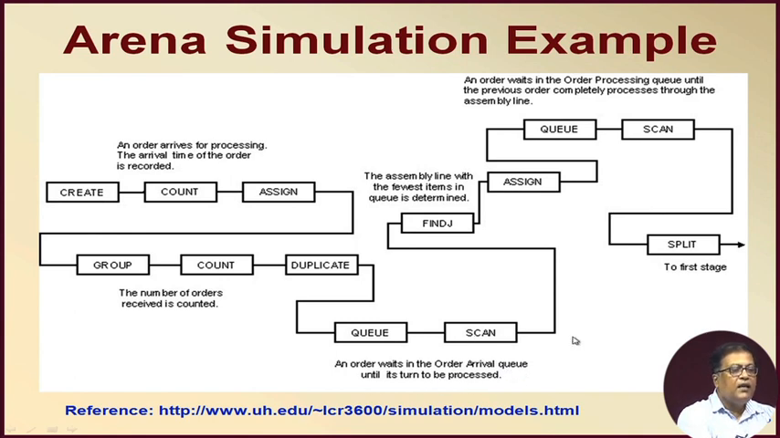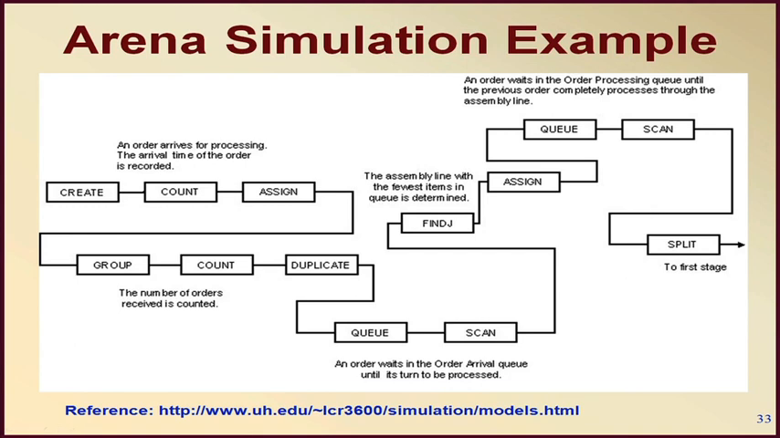Then there is a scan and then find j, where the assembly line with the fewest items in the queue is determined, then assign and then finally queue, scan and finally split. So, one stage is over. Like this we carry out simulations.